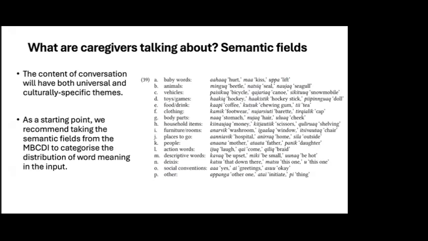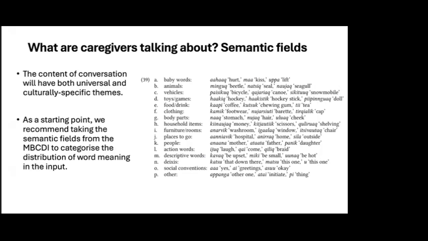These are things like baby words, animals, vehicles, toys and games, food and drink, clothing, body parts, household items, furniture, rooms, places to go, people, action words, descriptive words, deixis, social conventions, and then an all-encompassing other semantic field. So here are some examples from Inuktitut of these semantic fields in the MacArthur-Bates CDI.